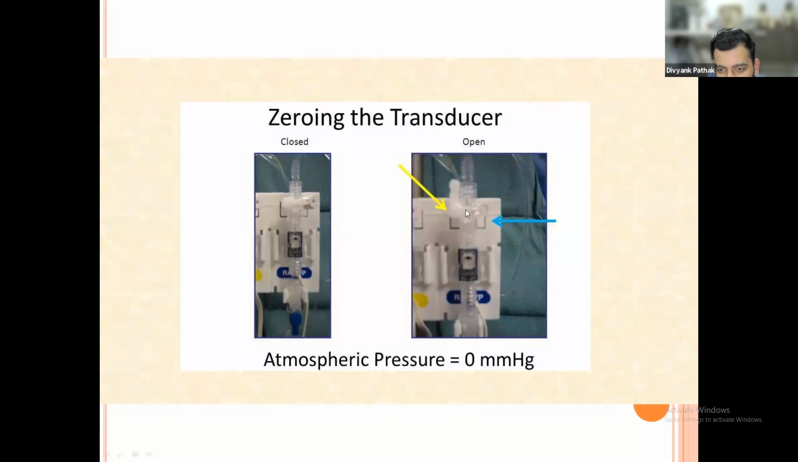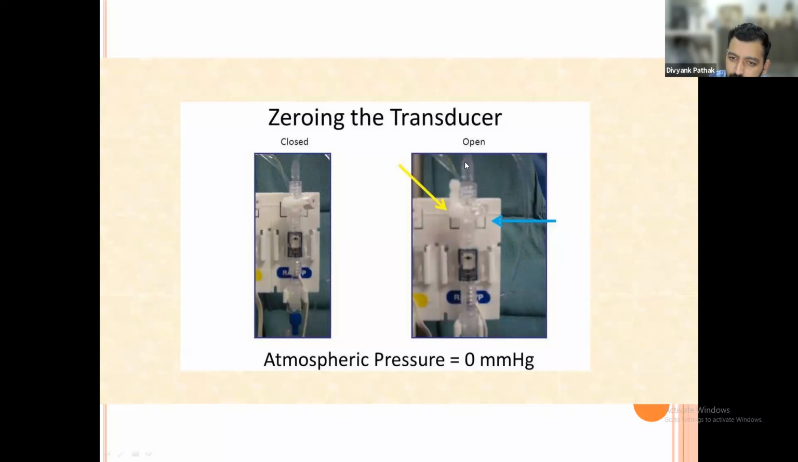If we open this, we have to remove the cork and flush the system, flush the saline from this port to the outside of the air, and then close it, and then zero it and close it. Then atmospheric pressure comes to be zero. Now this is the technique we have to learn, we have to do before zeroing.